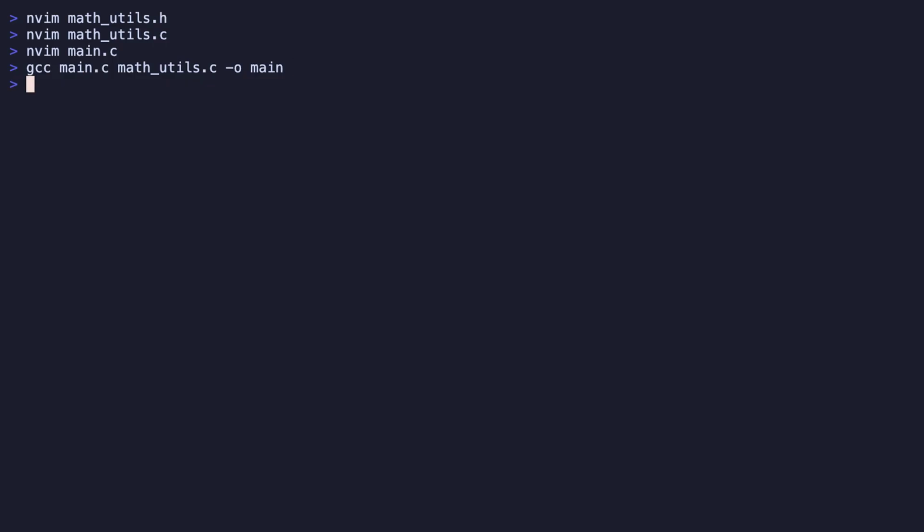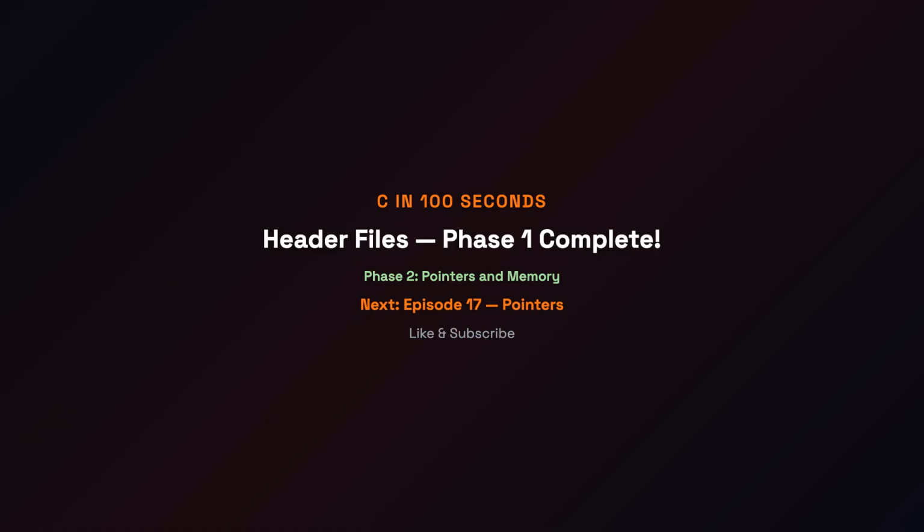Main called the functions, the header connected them, and the linker put it all together. 3 files, 1 program. That's how real C projects are organized. Phase 1 complete. Next, pointers.